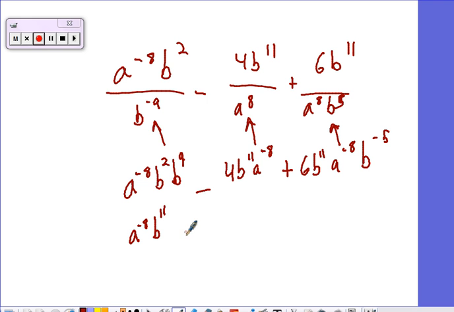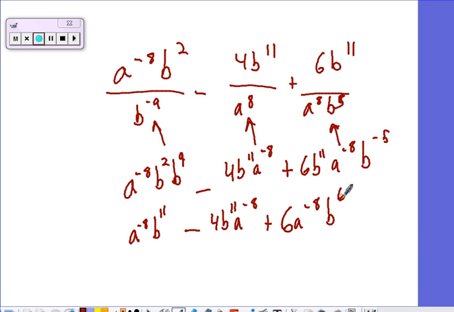minus, nothing to do on the next one, 4b to the 11th, a to the negative 8, plus, I'm going to write 6a to the negative 8, because that's by itself. Now, b to the 11th and b to the negative 5th power is 11 minus 5, so it's b to the 6th, you're right.